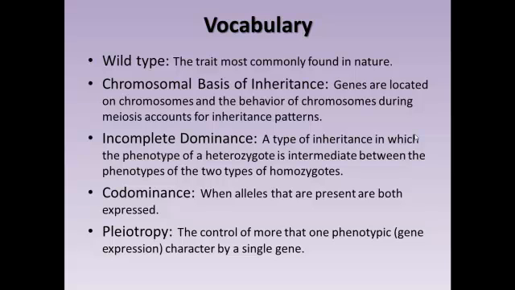Okay, and then there's pleiotropy. What that's referring to is, there's a typo there, the control of more than one phenotypic character by a single gene. So when a single gene codes for different phenotypic expressions, one gene controls several different expressions in an organism. We'll have a small example on that as well.